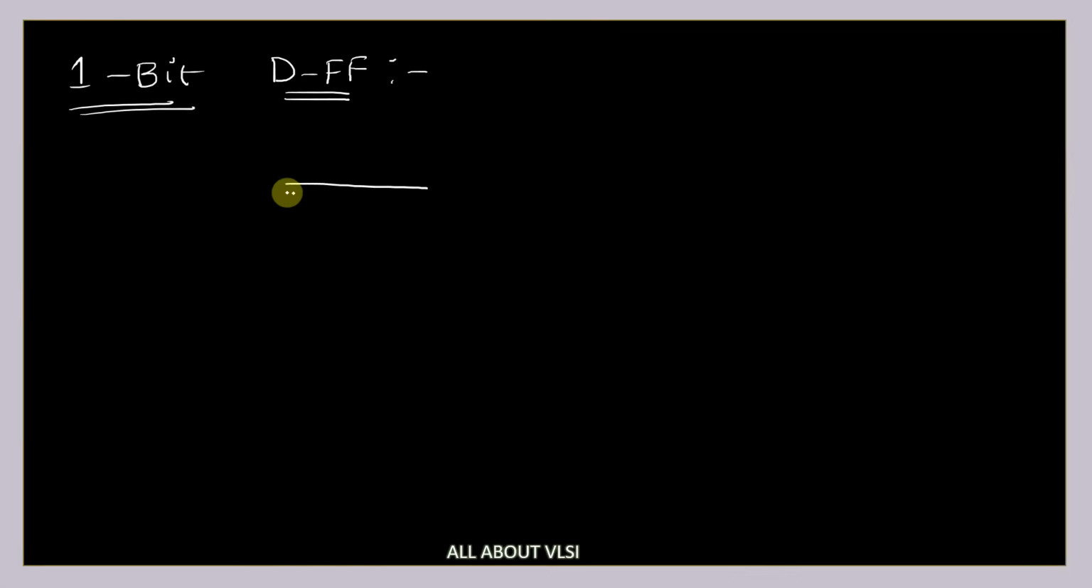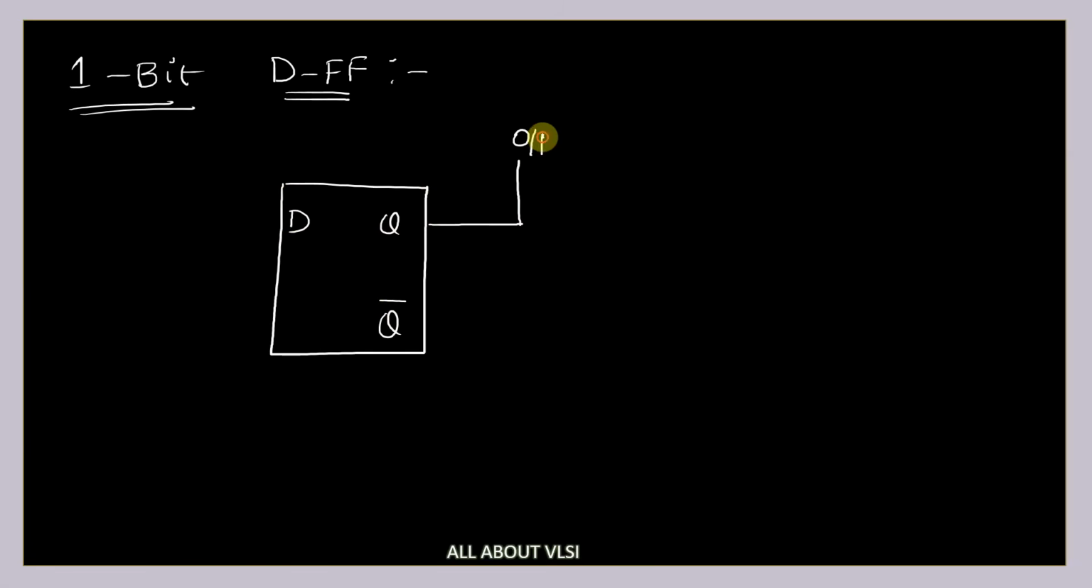Yeah, one D flip flop, right? So I'm going to have one D flip flop. This is D, this is Q, and this is Q bar. Now this is my output, and this is my clock. And here I'm going to provide my input. This is a very easy circuit diagram we have with us.